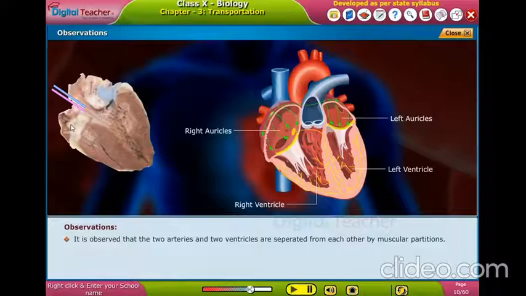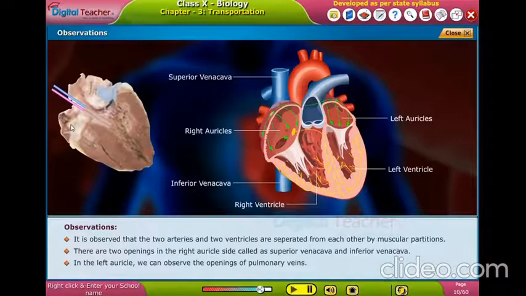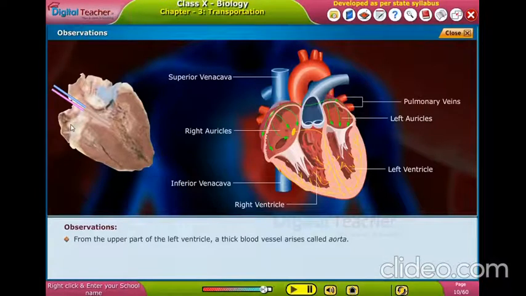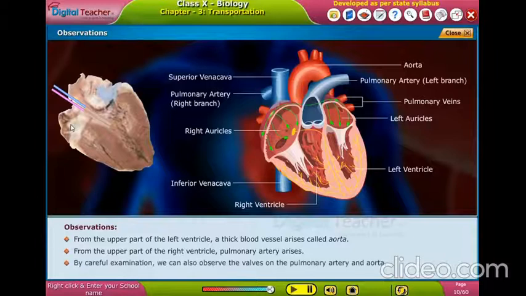It is observed that the 2 auricles and 2 ventricles are separated from each other by muscular partitions. There are 2 openings in the right auricle side called superior vena cava and inferior vena cava. In the left auricle, we can observe the openings of pulmonary veins. From the upper part of the left ventricle, a thick blood vessel arises called aorta. From the upper part of the right ventricle, pulmonary artery arises. By careful examination, we can also observe the valves on the pulmonary artery and aorta.